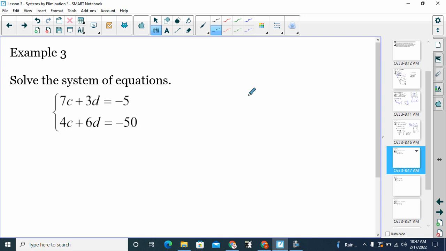Example 3, similar problem. Asks us to solve the system. 7c plus 3d equals negative 5. 4c plus 6d equals negative 50. Again, we don't want to add the equations together yet. If I add the equations together now, my c's don't cancel, my d's don't cancel. So I want you to think for a minute about which equation you could multiply and by what.